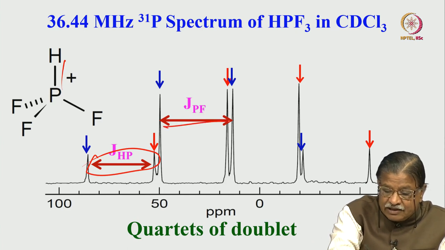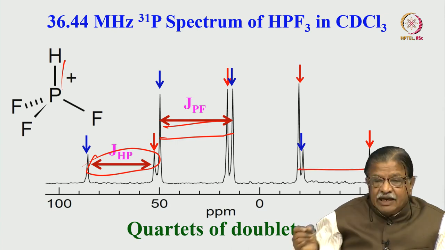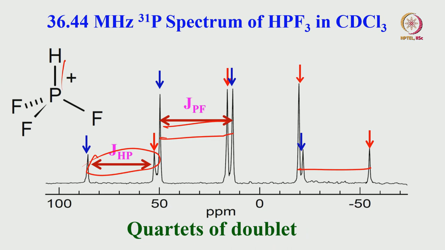You take this to this line, that is HP coupling. Again, this to this you take, you get HP coupling. Very easily you can get HP couplings. HP couplings are easily obtainable. It is a doublet, and each line of the doublet is a quartet because of this thing.